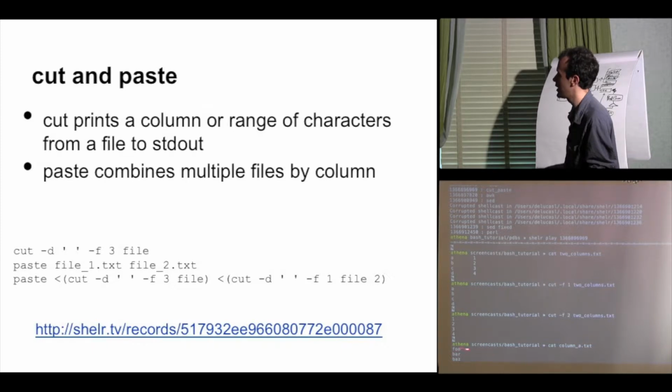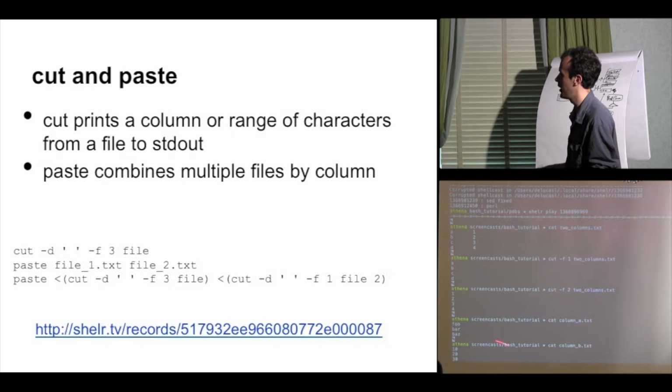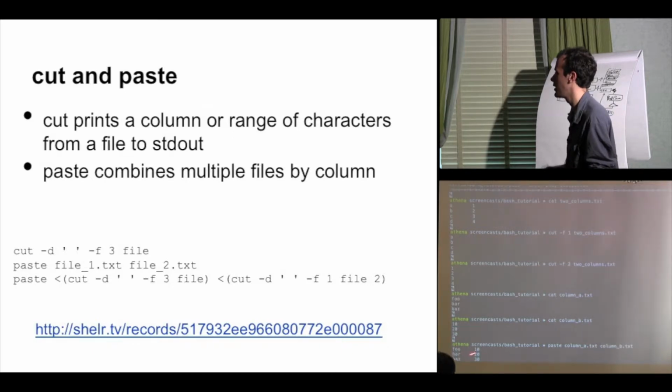All right, now let's look at paste. So I have two files now. They each have 1 column. Column A has these 3 things. Column B has these 3 lines. So I can combine them together by just saying paste column A, column B, and it sticks them together. And this is a really simple way of doing something that's otherwise actually fairly frustrating to do.